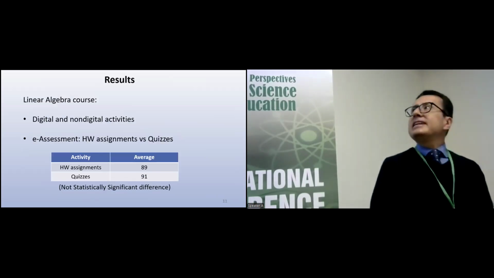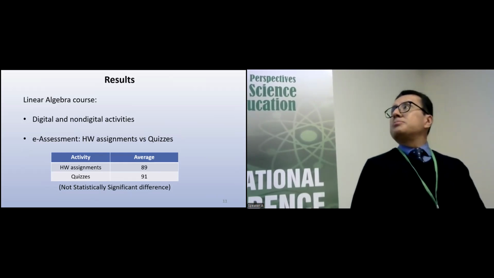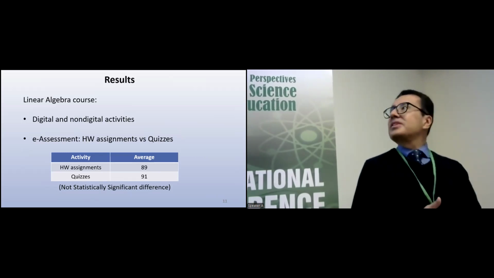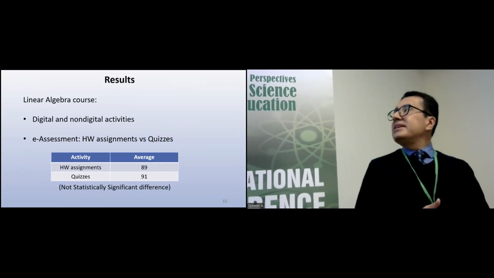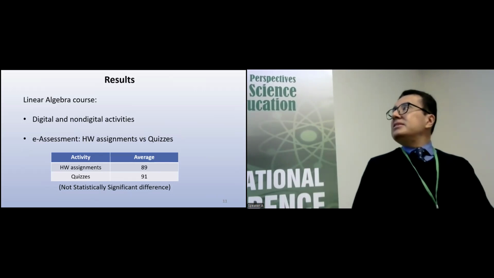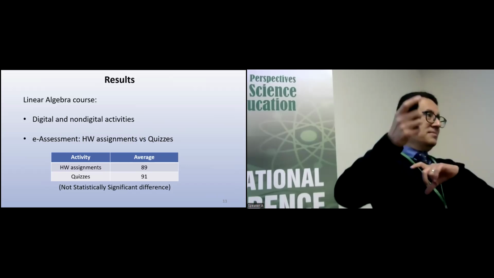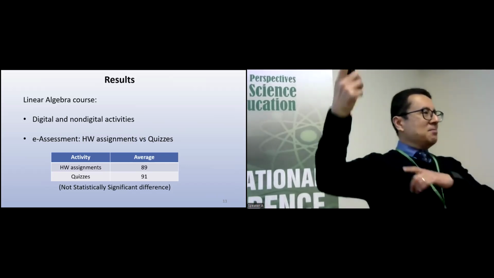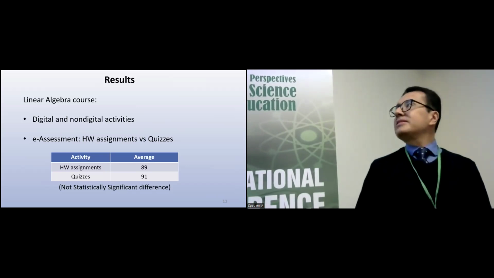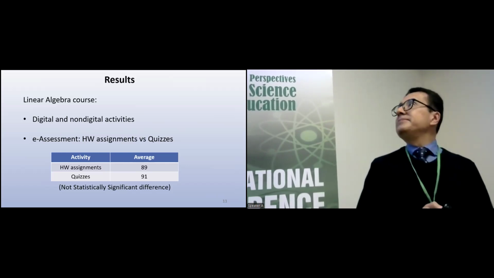On the other hand, in the case of the linear algebra course, in this case, there were both types. Remember, digital and non-digital activities. It was a combination. And in the case of the e-assessment, we compared as well homework assignments versus quizzes in this case. And you can observe that the average was almost the same. And as you can imagine, when you perform the hypothesis testing, there is not a significant difference. Okay, so observe the different results.